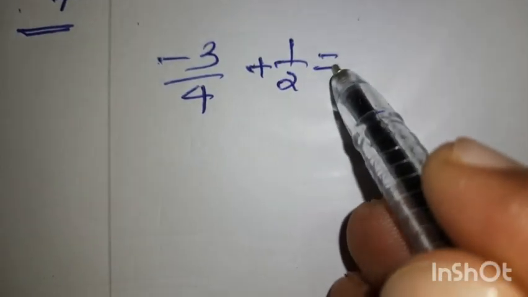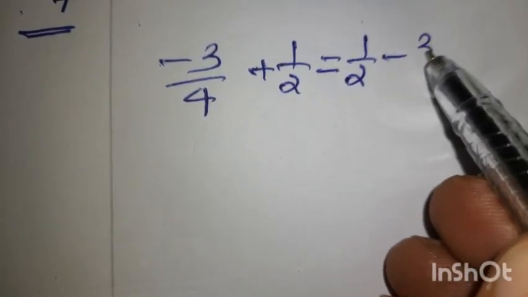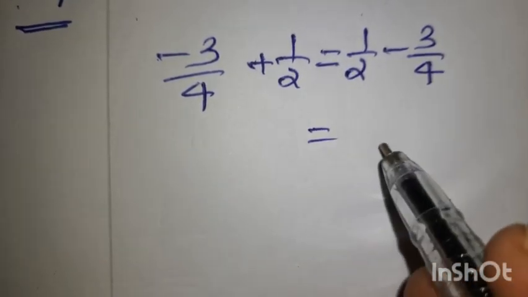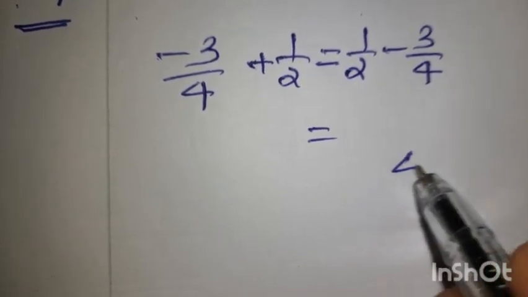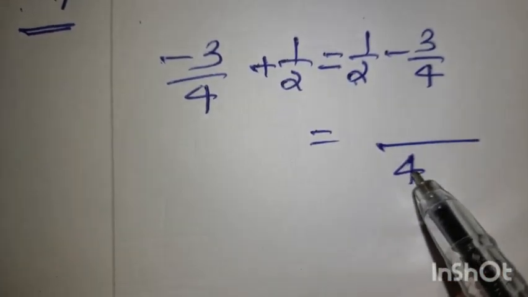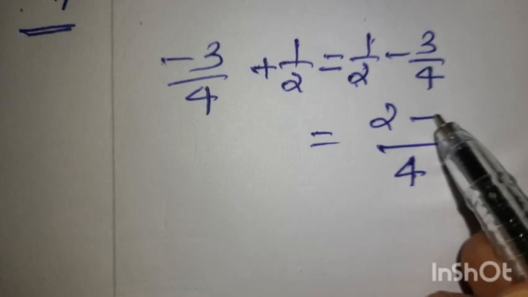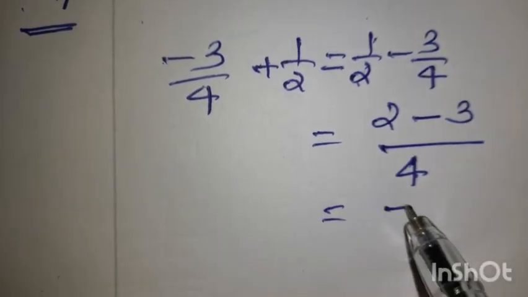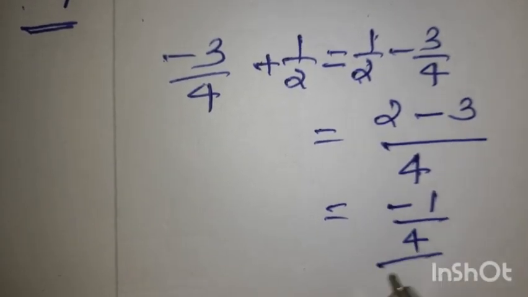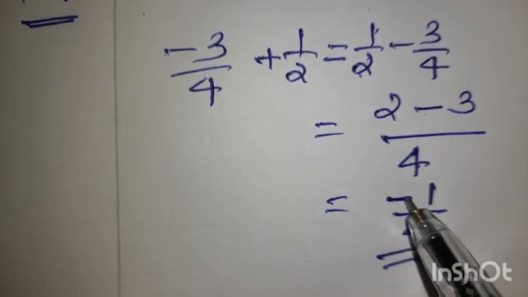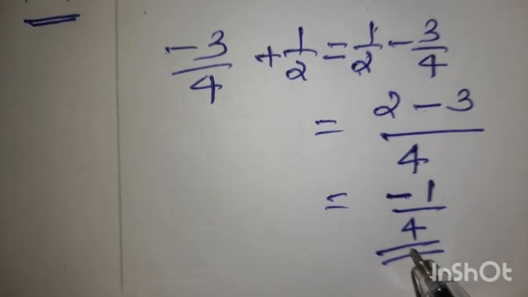Minus 3 by 4 plus 1 by 2. It is 1 by 2 minus 3 by 4. So keep the LCM as 4. So 2 becomes 4 by multiplying by 2. So we have to multiply 2 here also. So 2 minus 3, which is 1 by 4. So that is minus 1 by 4. 2 minus 3 is minus 1 by 4.